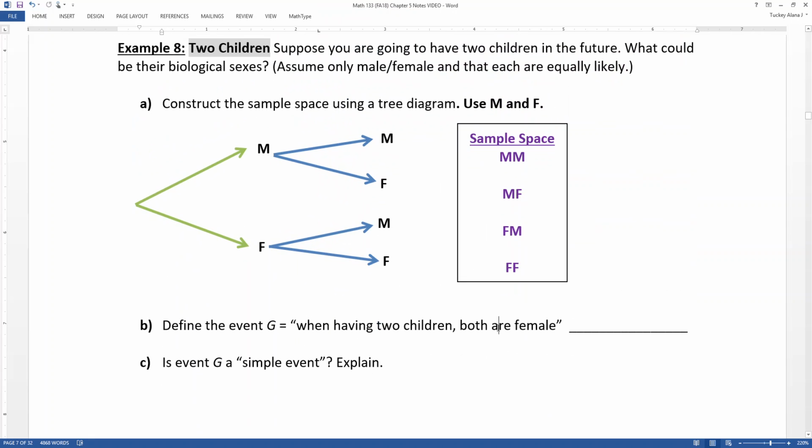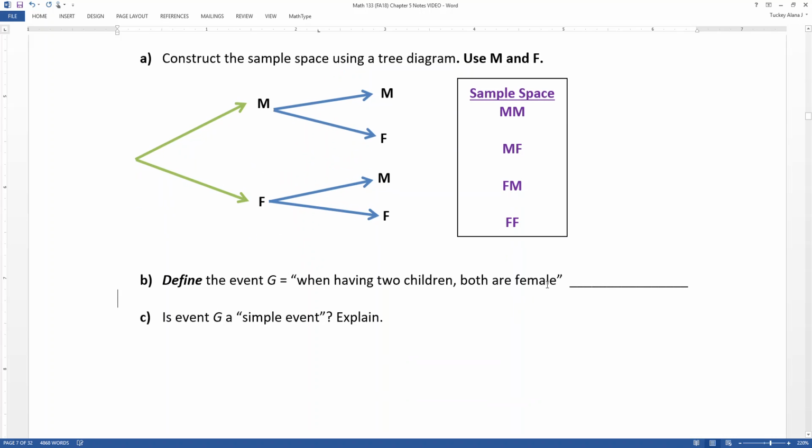All right, so let's define the event G: when having two children, both are female. Now, define just means tell me what outcomes are in this. That's all they mean by that. So having two being female would be FF. That's all it is. Both are female. Simple as that. Is that a simple event? Oh, that's a little kickback to a little while ago. And the answer is yes, it is a simple event because there's only one outcome out of the 4 in the sample space that has this.